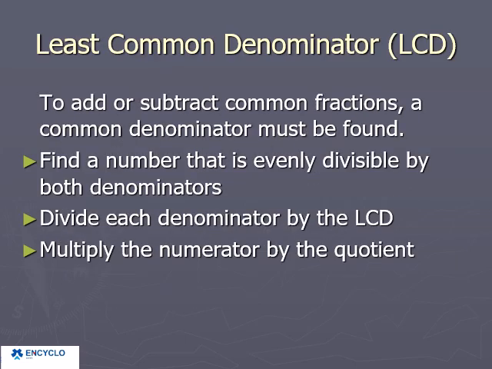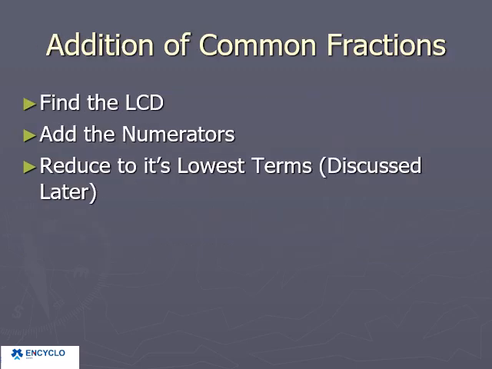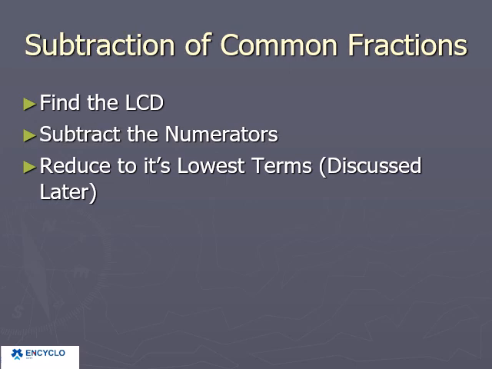To add or subtract fractions, we first find the least common denominator. Then, adjust each fraction accordingly before performing the operation. To add common fractions, after aligning to a common denominator, add the numerators. Then reduce the result to its lowest terms for simplicity. To subtract common fractions, after aligning to a common denominator, subtract the numerators. Then reduce the result to its lowest terms for simplicity.